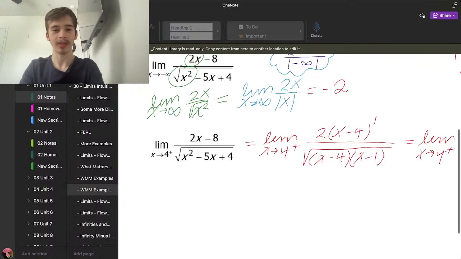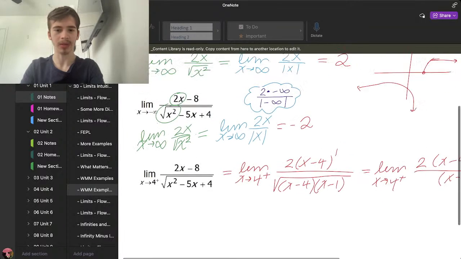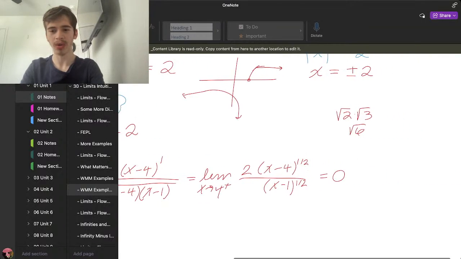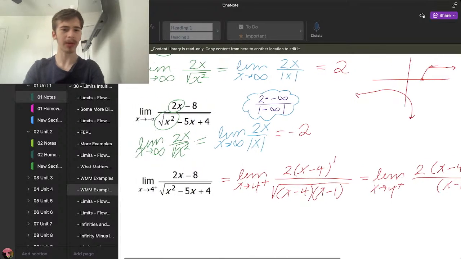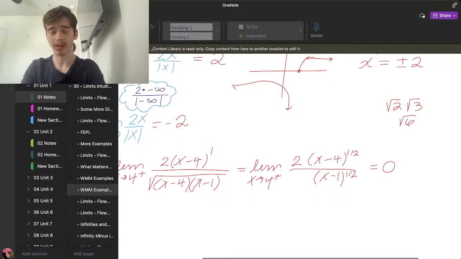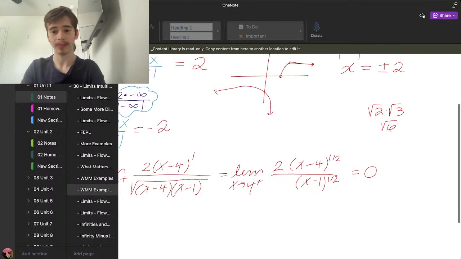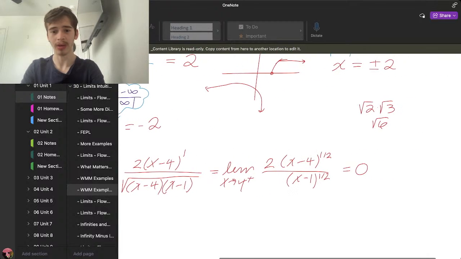For the plus side, I guess some of these you have to visualize, especially one-sided limits. Or you could approach it algebraically, but that's kind of hard. Let's see. Okay, you're just rationalizing, factoring, and then you plug in 4 and you get 0.